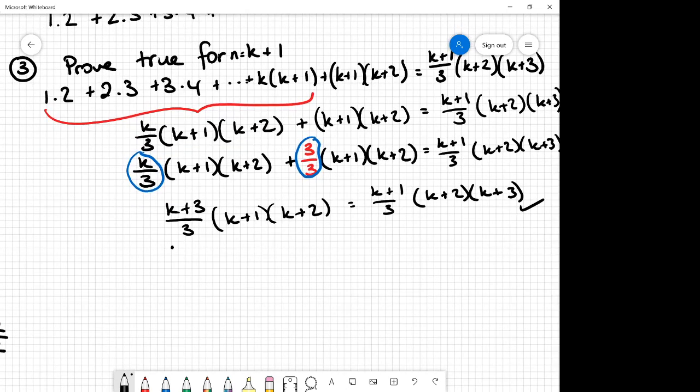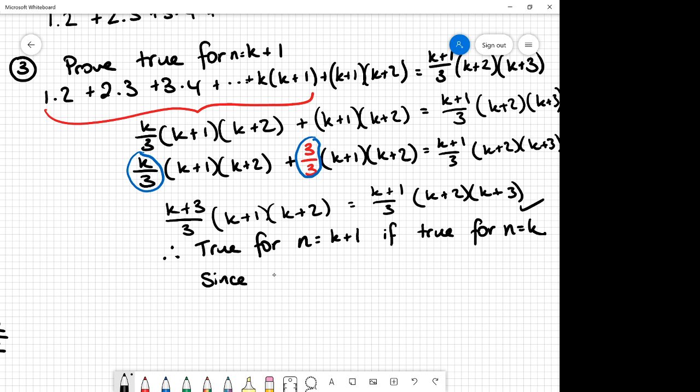And finally, to finish it up, it's true for n is equal to k plus 1 if it's true for n equals k, and since it was true for n equals 1, it has to be true for every natural number.